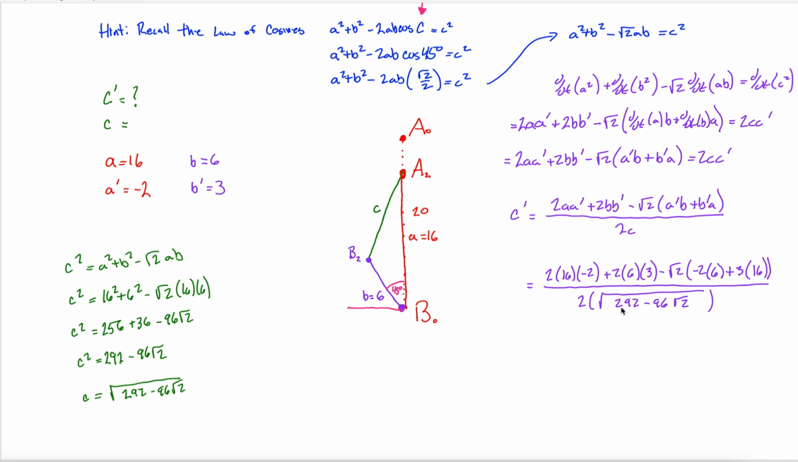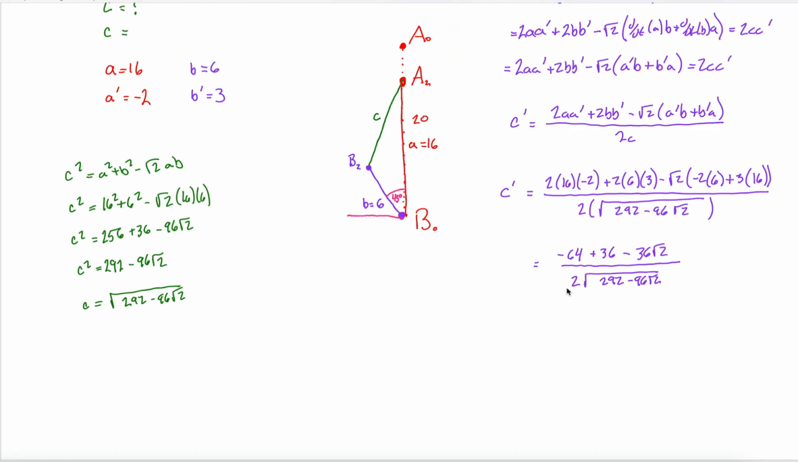All we're left with are numbers here, so I guess in a sense we're done. You could say c prime is this expression, but if you wanted to clean things up a little bit, you could say 2 times 16 times negative 2 is negative 64, and 2 times 6 times 3 is 36. And from that, I want to subtract the square root of 2 times negative 12 plus 48. Negative 12 plus 48 is 36, so I got 36 root 2. And in the denominator, I got 2 times the square root of 292 minus 96 root 2.